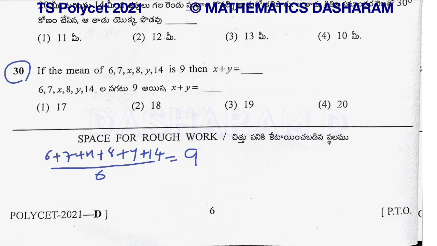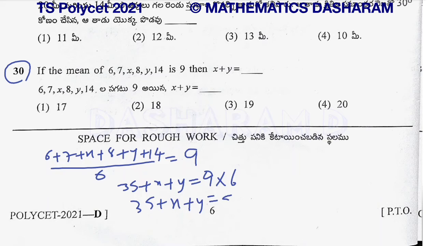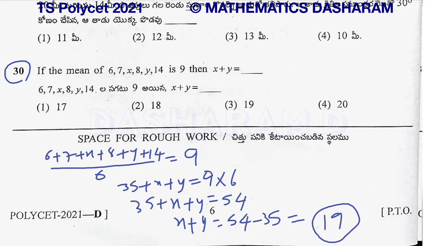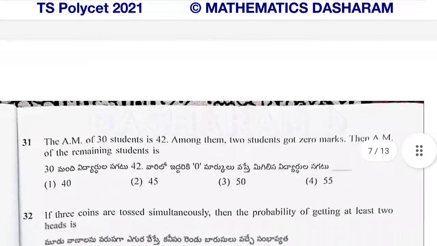So 6 plus 7 is 13, 13 plus 8 is 21, 21 plus 14 is 35, 35 plus x plus y, and this 6 transposed to the RHS, 9 into 6. So 35 plus x plus y equal to 6 nines are 54. Then x plus y equal to 54 minus 35. So 14 minus 5 is 9, 4 minus 3, 1. So the x plus y value is how much? 19. Option 3 is correct. Next to question number 31.